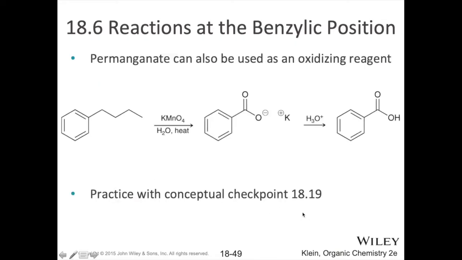As I mentioned, potassium permanganate is a good oxidizing agent as well. We've done this reaction in lab, and you probably noticed that you actually go through the salt intermediate. You make potassium benzoate. And in order to get your product, you had to add hydrochloric acid, and that's when you start precipitating out white crystals of your product out of the aqueous solution.